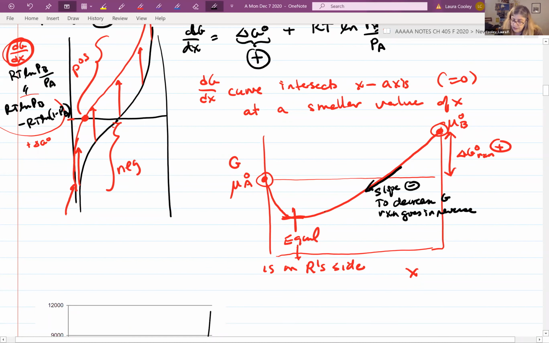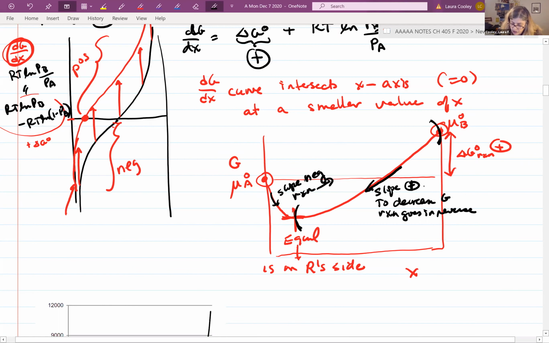See, for G to go down, it has to go backwards because the slope is negative. Here, the slope is, did I say that wrong? The slope is positive here, so it goes backwards. Yes, so here the slope is negative and the reaction goes forward. But for more of the concentrations, for a lot of it, the sign is positive and the reaction is going to go backwards.